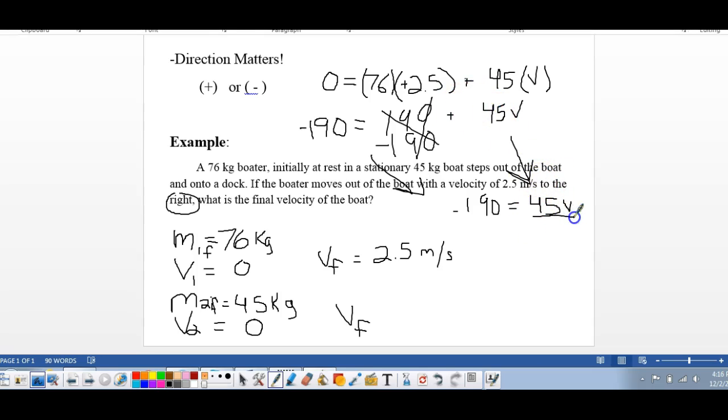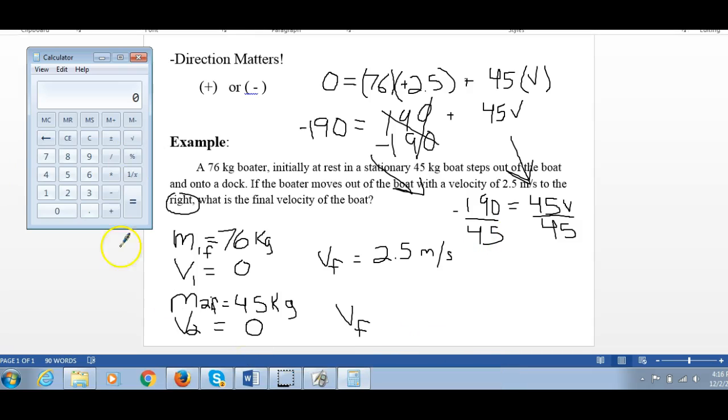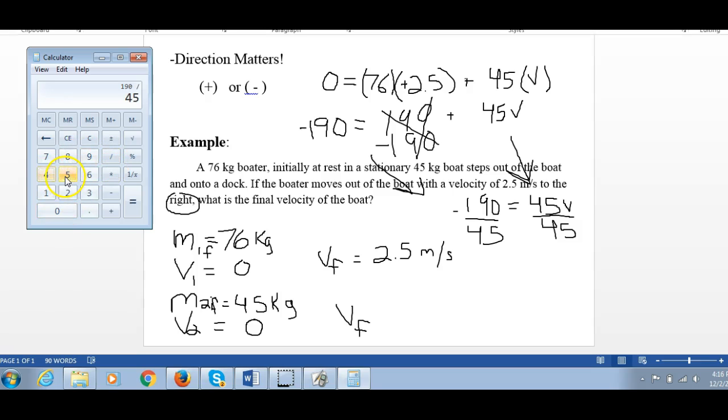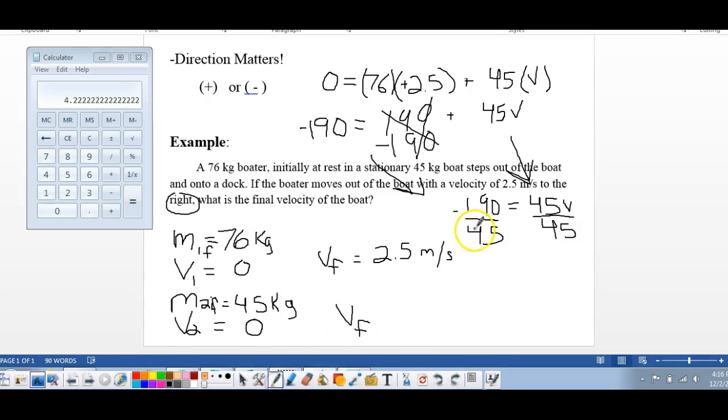And then we just divide both sides by 45. And we use our trusty calculator and we figure out what the answer is. Let's use our calculator. 190 divided by 45 is 4.2. So it's negative 4.2 equals V. So that's the velocity, and you will put the unit on, meters per second.